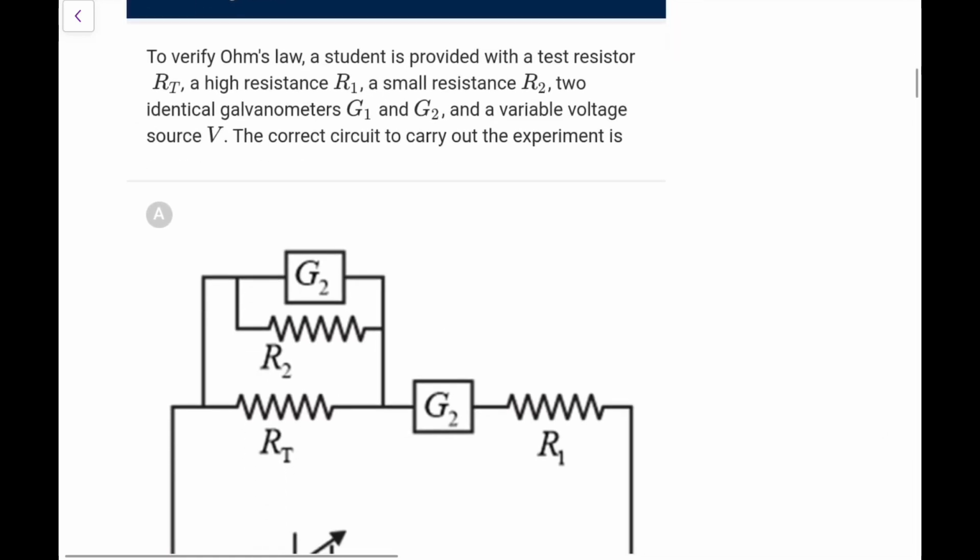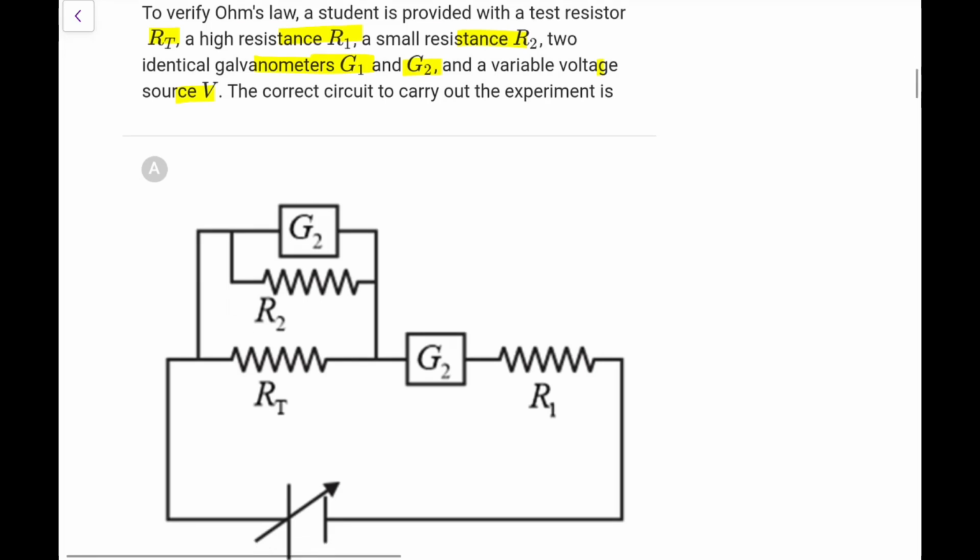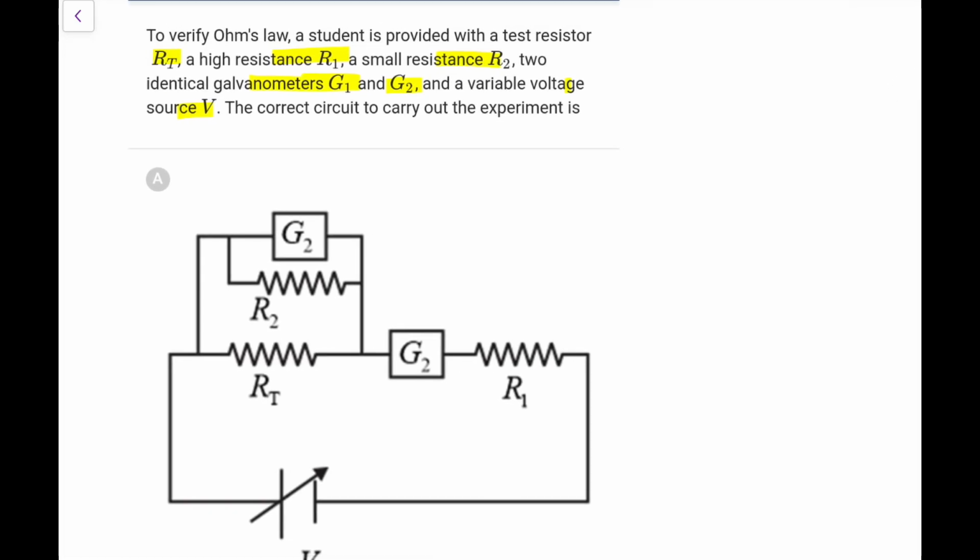To verify Ohm's law, a student is provided with a test resistor RT, a high resistance R1, a small resistance R2, two identical galvanometers, and a variable voltage V. You are given a small resistance that would be used as a shunt with some galvanometer as an ammeter, and R1 is used in series as a voltmeter. So R1 will be in series, R2 will be in parallel.